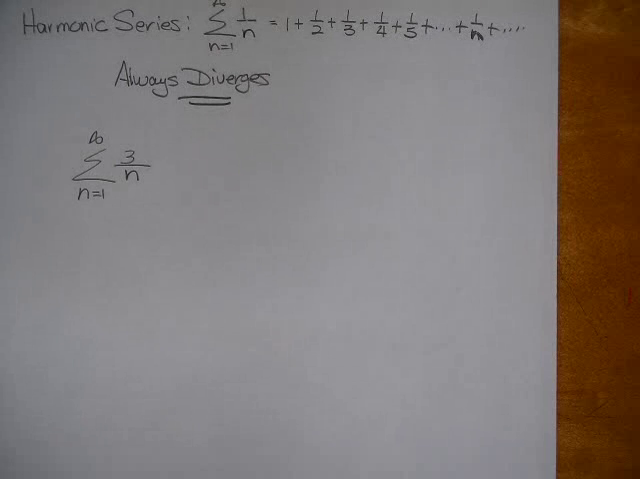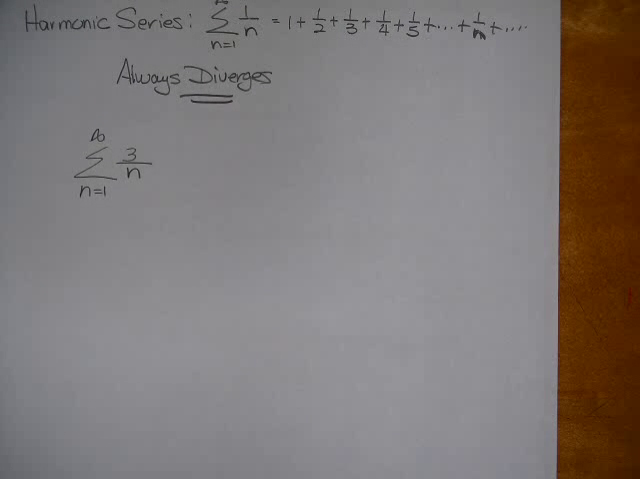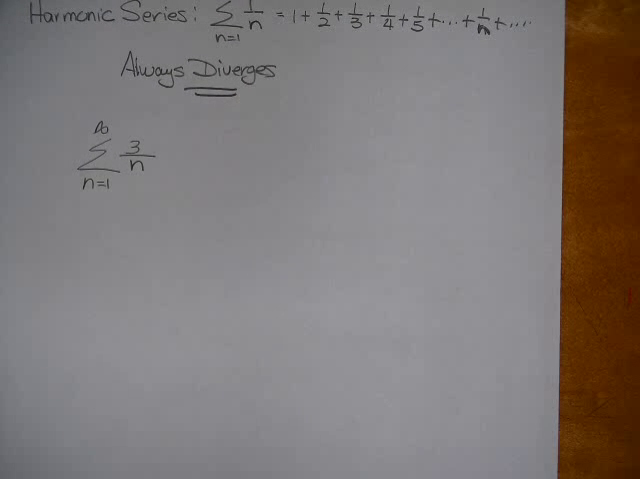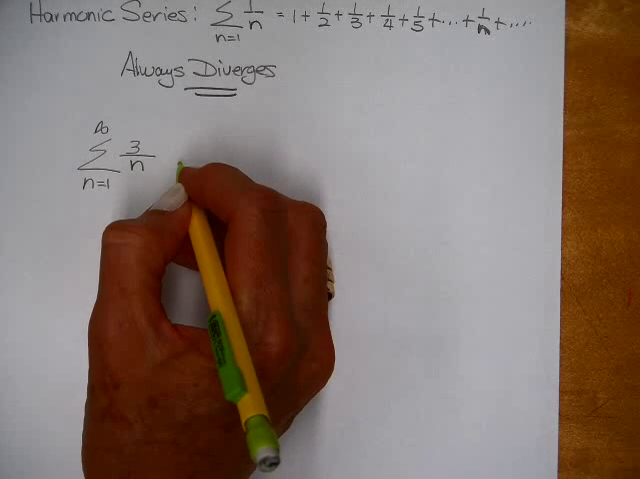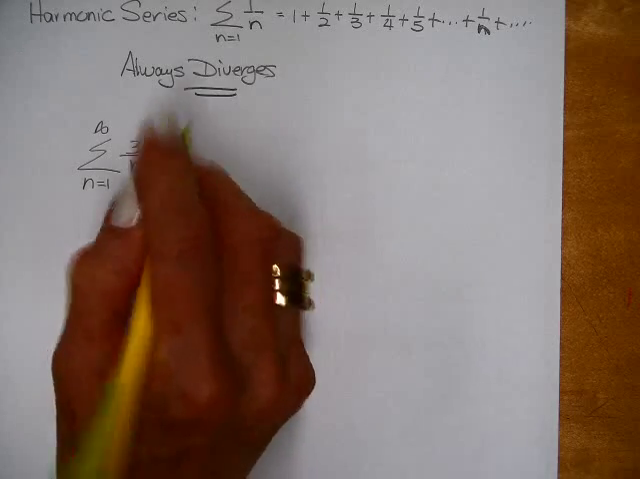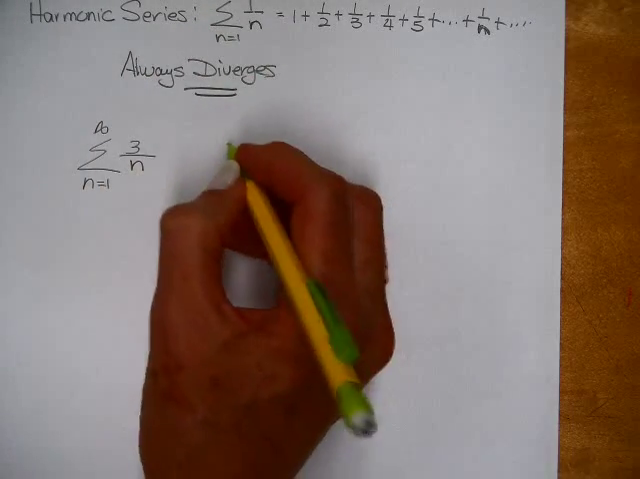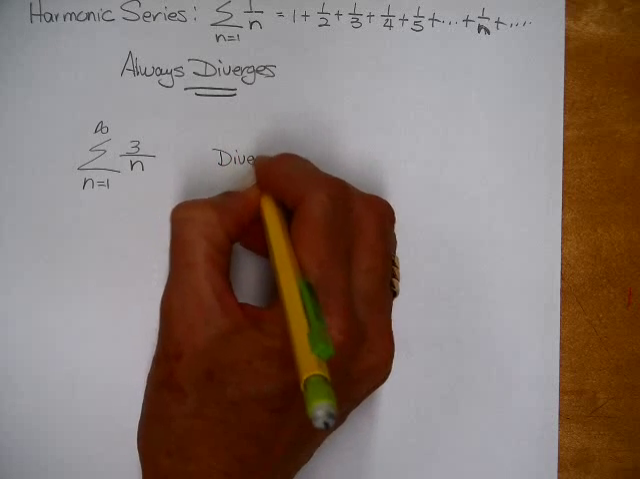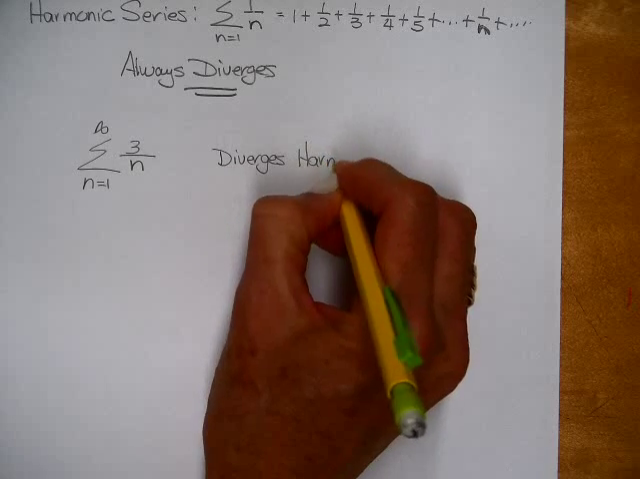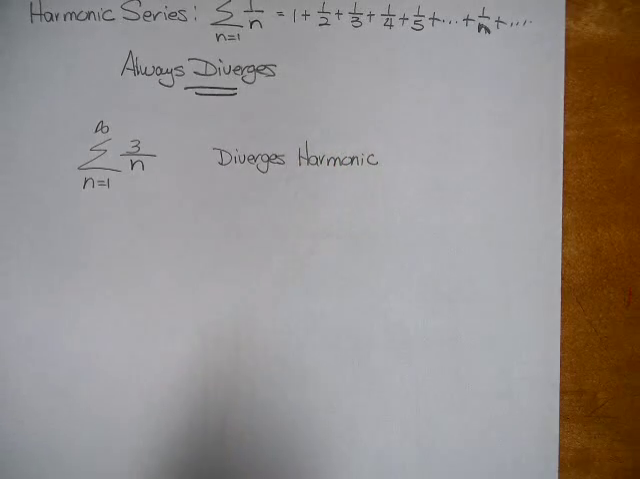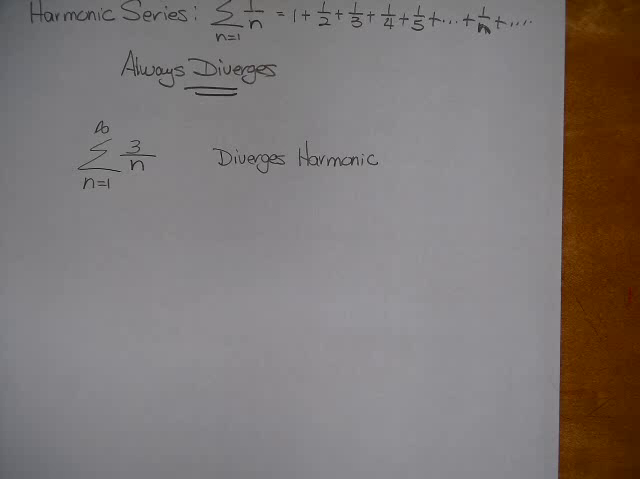So, the series from n equals 1 to infinity of 3 over n. This is 3 times the harmonic series, so it diverges. You don't have to do any work. It just diverges because it is a multiple of the harmonic series. No matter what is above that n, it's going to be a multiple of the harmonic series, and it's still going to diverge.